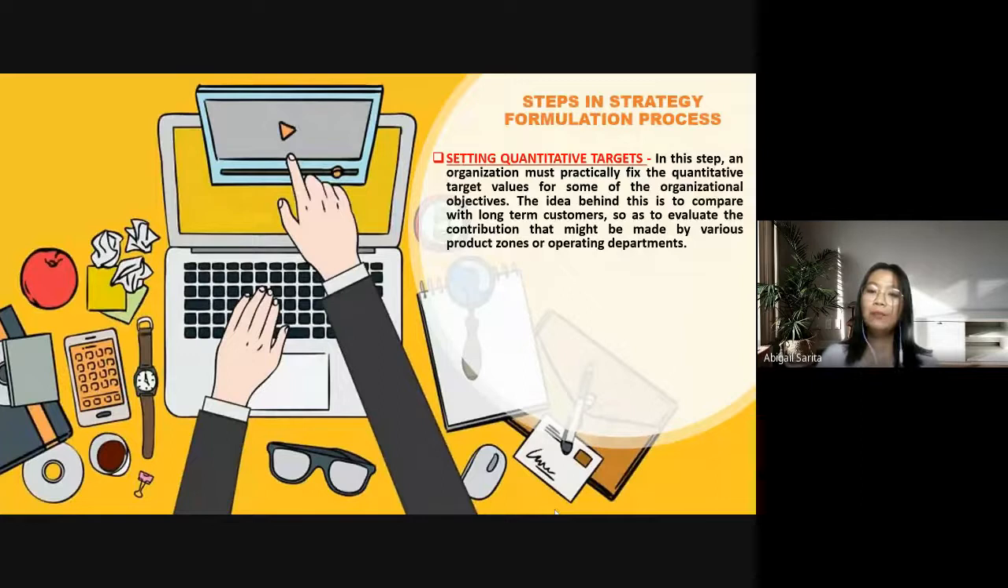For example, sabi ni Fel kanina, her objective is clothing line. Okay? Now, nag-SWOT analysis si Fel. Nag-evaluate siya ng environment niya, yung strength, yung weaknesses, yung opportunities and threats ng clothing line niya. Ngayon, na-solve na ni Fel lahat ng problems. Nakita niya na lahat ng weak points as well as the positive points.